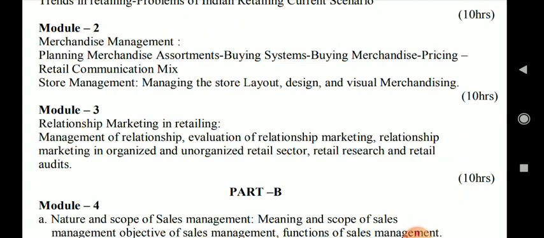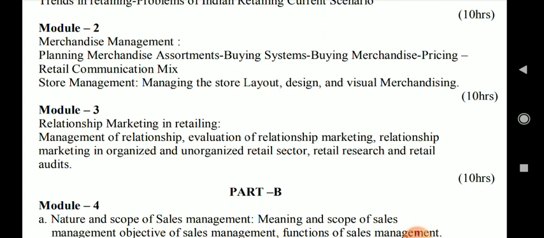Then buying systems, how are you going to buy merchandise, from where you're going to buy merchandise, how you are going to evaluate your vendors. So these all things will be covered here. Then pricing of merchandise, what are the various pricing methods that you're going to follow in retailing. And retail communication mix. So basically we are covering the 4 P's here.